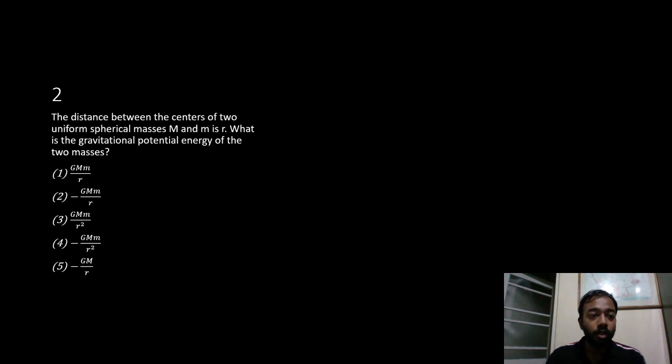Question number 2. The distance between the centers of two uniform spherical masses, capital M and small m, is r. What is the gravitational potential energy of the two masses? Here again, in the previous question we discussed electrostatic potential and electrostatic potential energies. Here they are asking about gravitational potential energy.